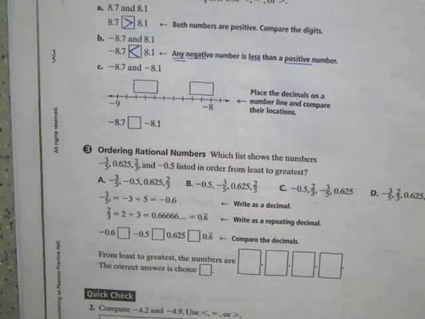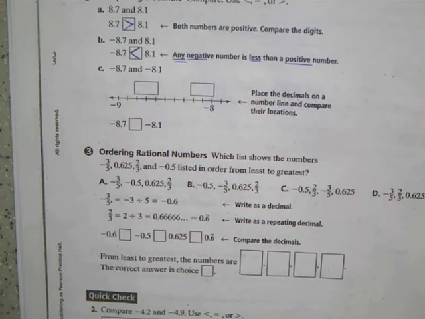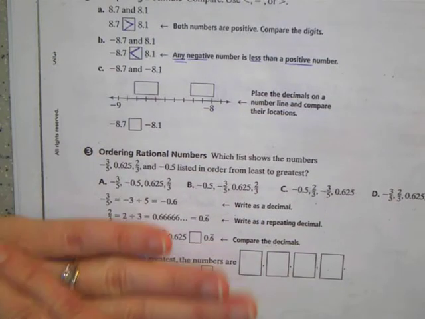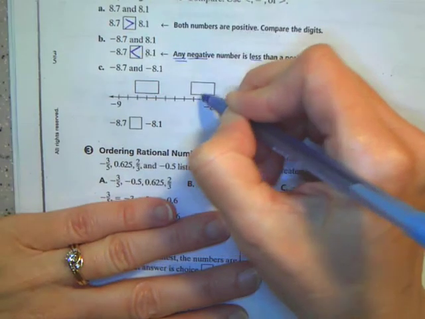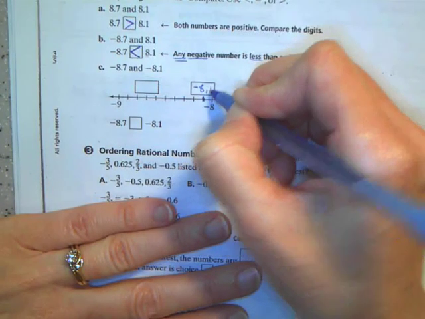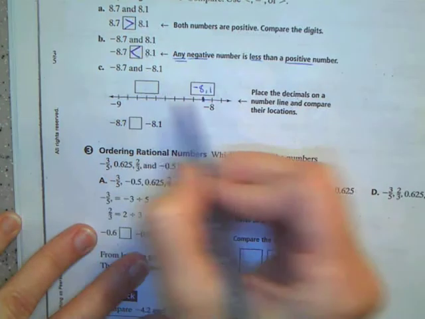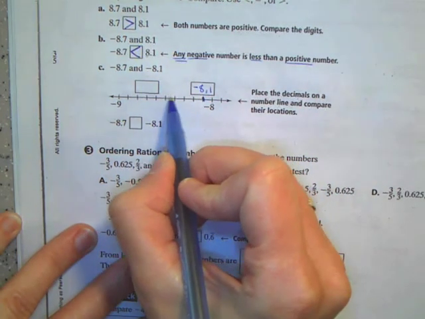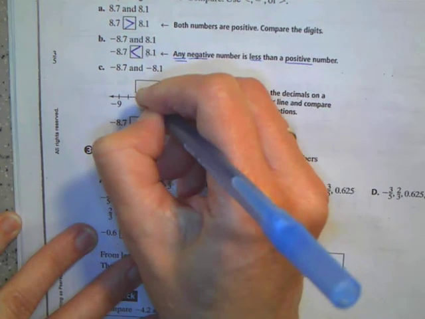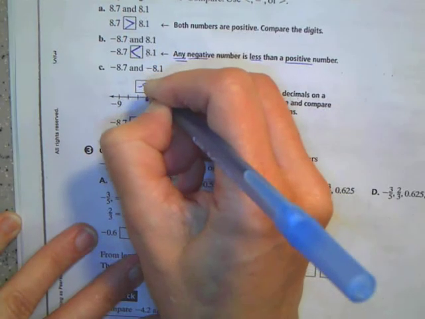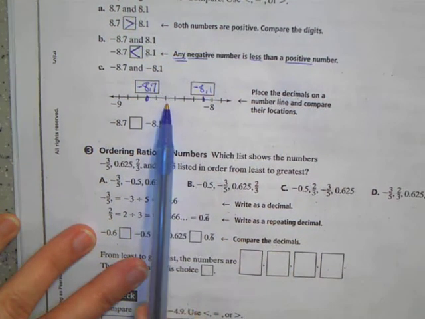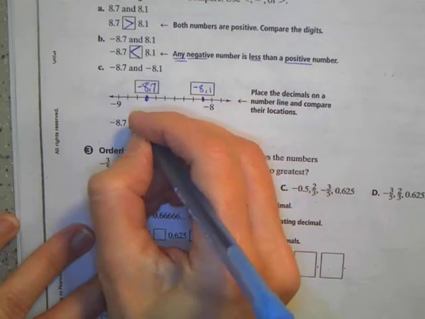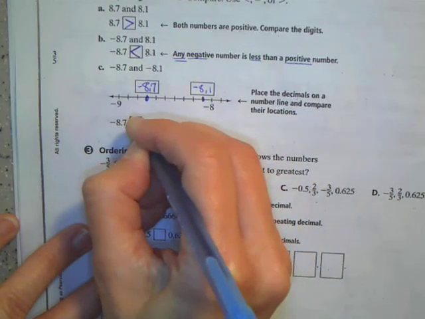And finally, we have negative 8.7 and negative 8.1. So again, here we can do the idea of placing these on a number line. Right here would be negative 8.1. And 1, 2, 3, 4, 5, 6, 7. Here we go, negative 8.7. So we would see on the number line that negative 8.7 would be to the left of negative 8.1.